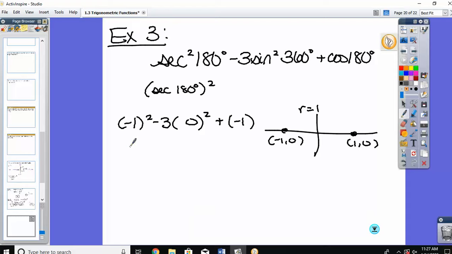So now we can just evaluate. Negative 1 squared is 1, minus 0, minus 1, and we get 0. So can you handle those on your homework? I want to do one more example.